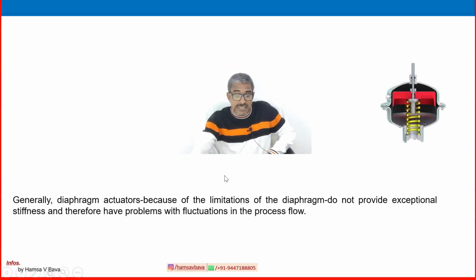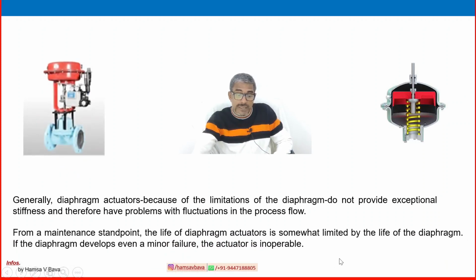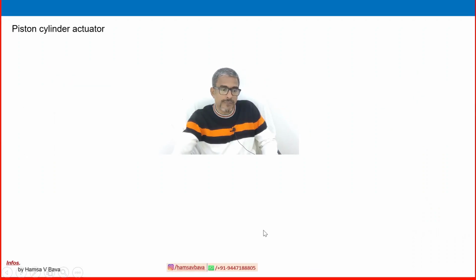Generally, diaphragm actuators, because of the limitation of the diaphragm, do not provide exceptional stiffness and therefore have problems with fluctuation in the process flow. Another disadvantage. From a maintenance standpoint, the life of diaphragm actuators is somewhat limited by the life of the diaphragm. If the diaphragm develops even a minor failure, the actuator is inoperable. This is also another disadvantage.